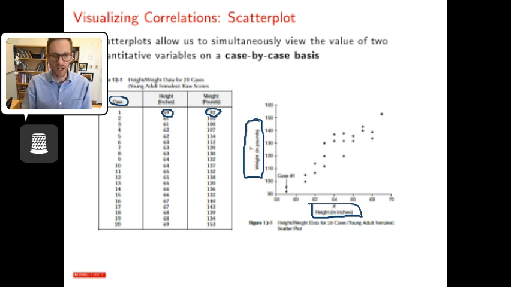And then I can go in here and say, okay, well, this is 59 and this is 92. And so I can make a little dot for case number 1. And I can do that for all 20 cases here in the scatter plot. So there are 20. Okay? And that gives us a visual representation of the relationship between height and weight for these 20 cases, or for this sample.